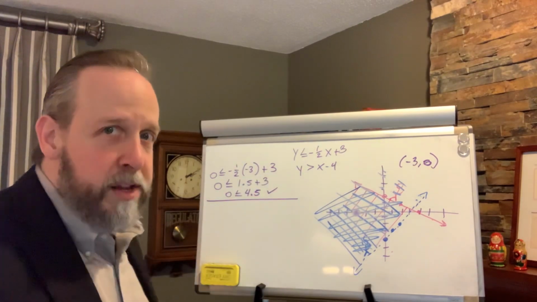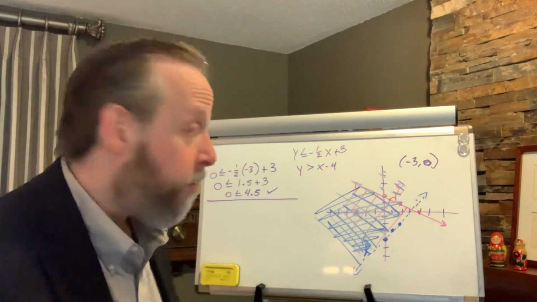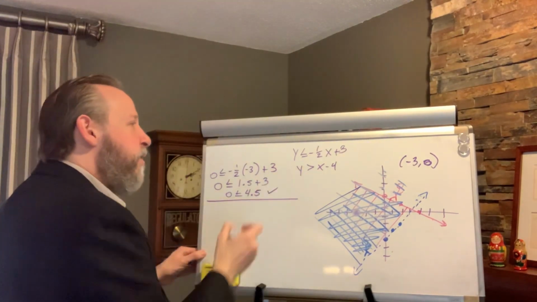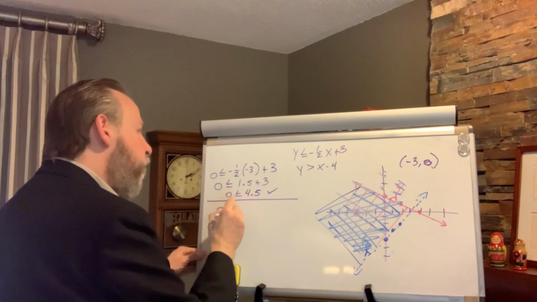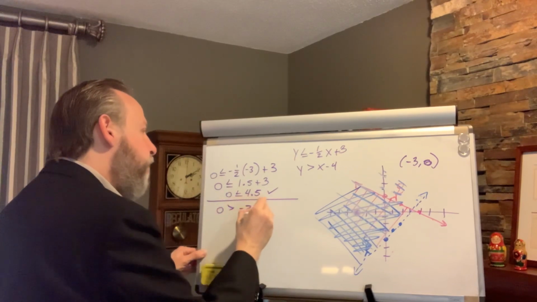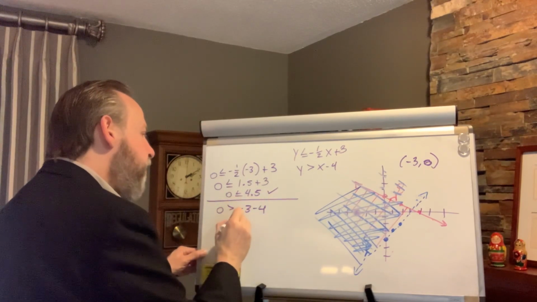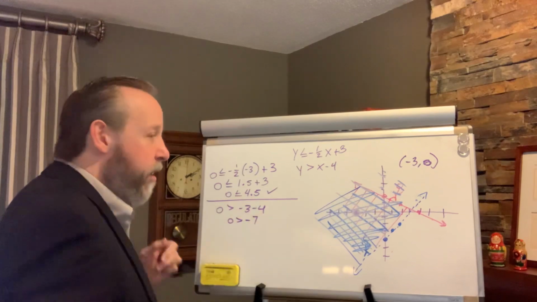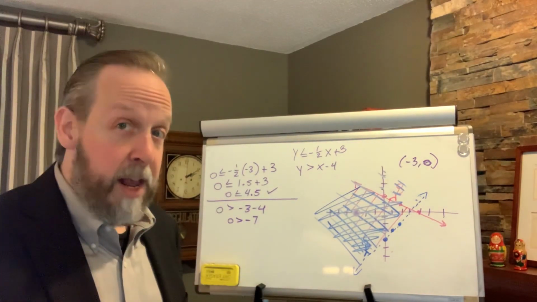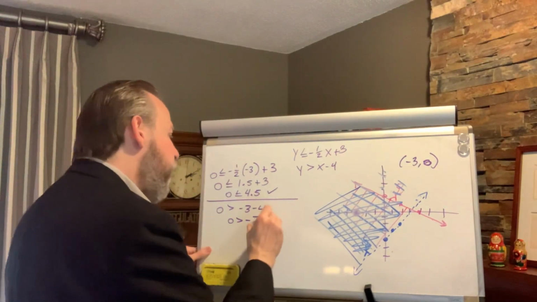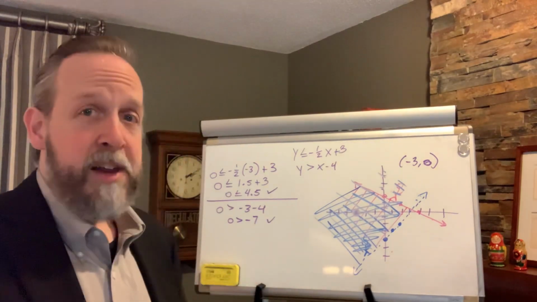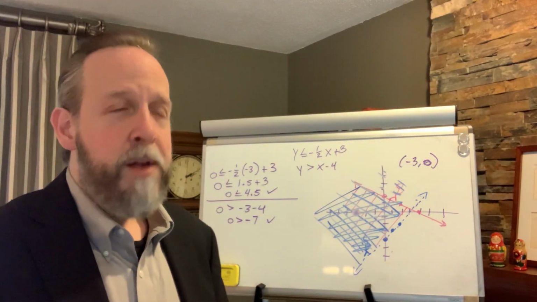Now that's only testing the first equation. We have to test both. So now we test the second equation. Is 0 greater than -3 minus 4? Well, that would mean 0 is greater than -7. 0 is greater than any negative number. So that worked as well. And I have confidence now that I shaded the correct regions.